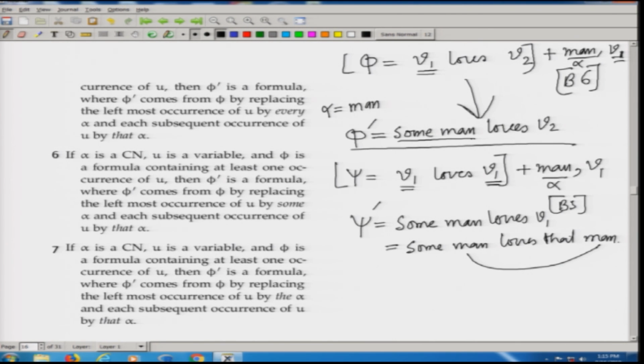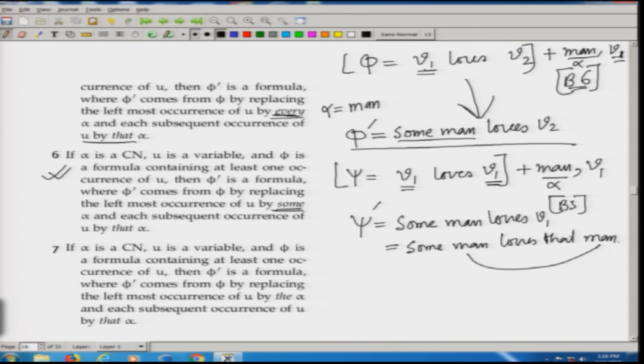Well, actually I was doing B6 first. We have done this for B6. Now, we consider B5, where we have every, right. So, the rules are exactly the same except for the quantifier. This is the every rule, and this is the some rule. So, we did the some rule first, not a big deal, and we are right in writing B6 here. Now, let us consider B5.